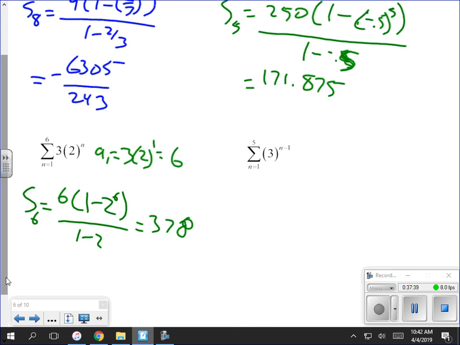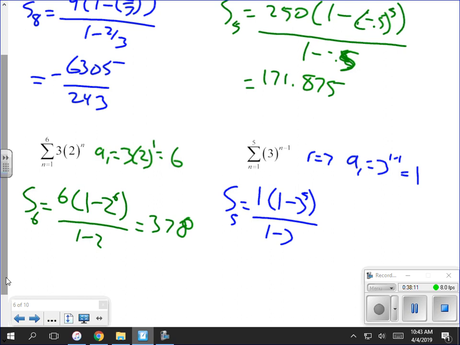This one, r is 3, n is 5, a sub 1 is 3 to the 1 minus 1, or 1. Right? Because 1 minus 1 is 0, 3 to the 0 power is 1. Anything to the 0 power is 1, except for 0. So the sum of the first 5 terms is 1 times 1 minus 3 to the 5th power over 1 minus 3. Minus 242 over negative 2, and I get 121.